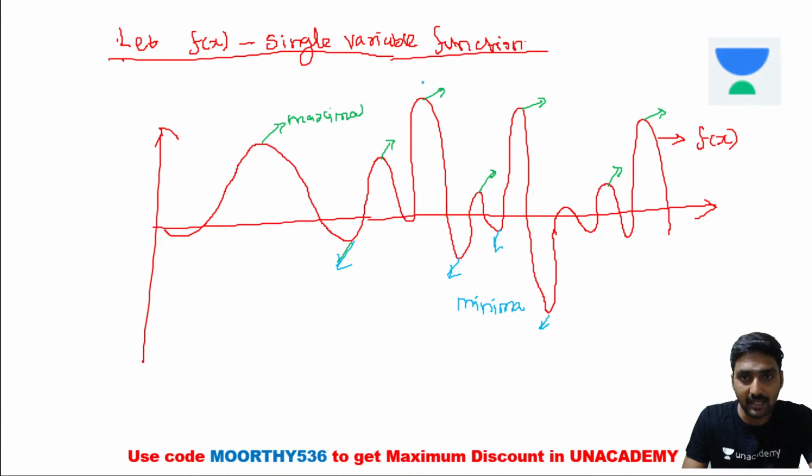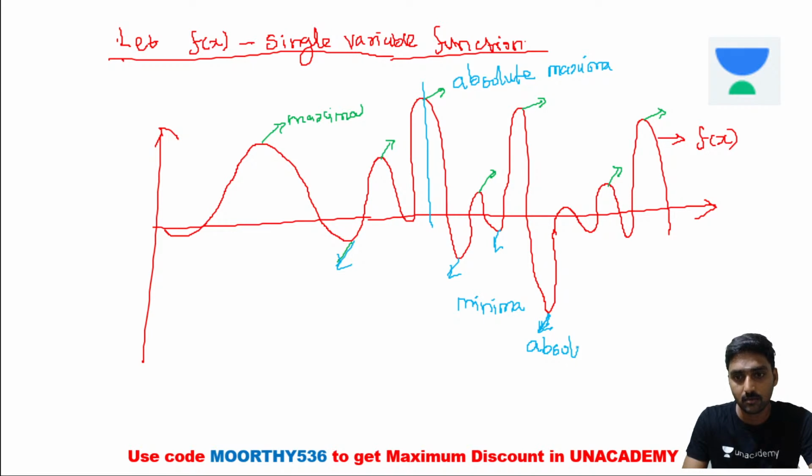Here, the maximum peak point is called the absolute maxima. The lowermost peak point is called the absolute minima. So this is the point we are going to get.